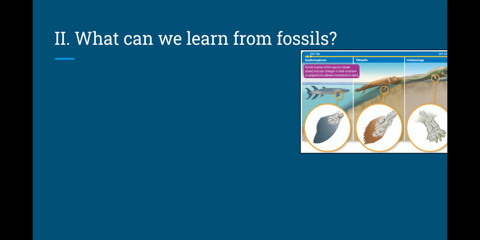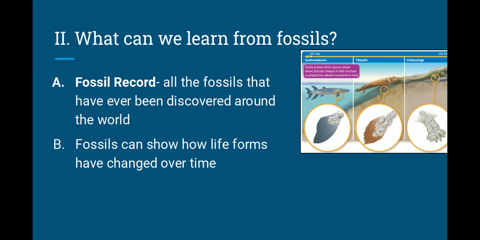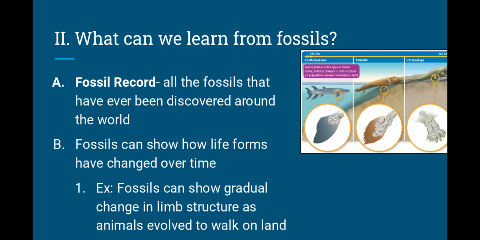Putting all that information together can provide clues about what life was like and what Earth was like in the past. So like I said, the fossil record is just the name that we give to that record of all of the fossils that have ever been discovered all around the world. And what we can learn from that fossil record is how life forms have changed over time. We also can learn about how Earth has changed over time, but in this unit, we're really more focused on life forms specifically.